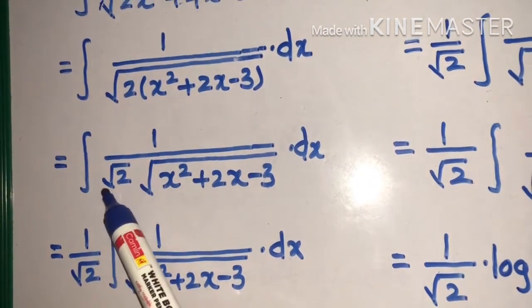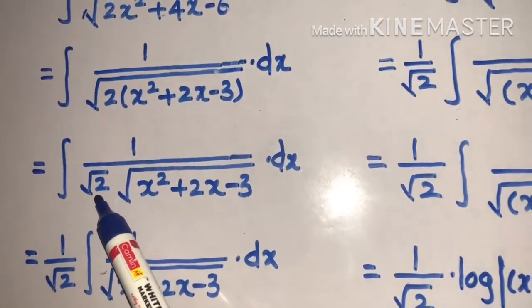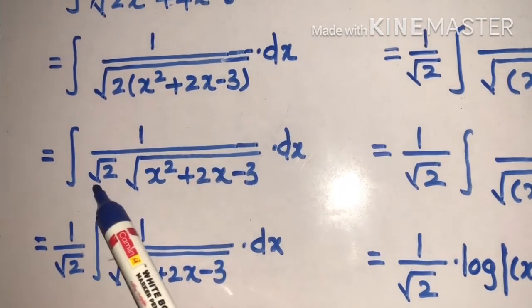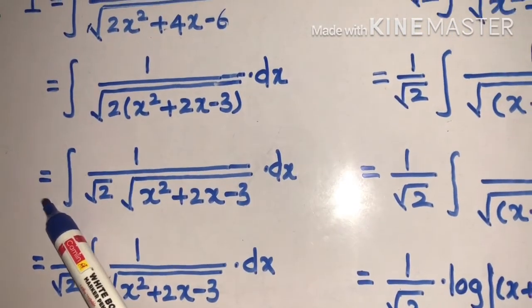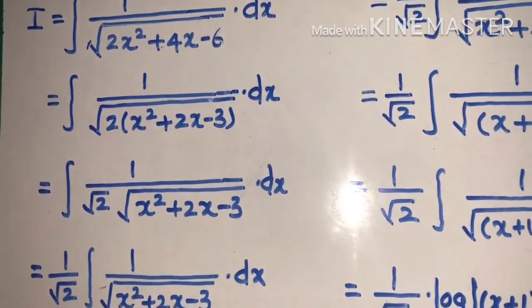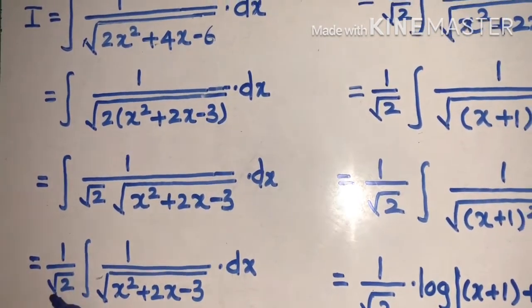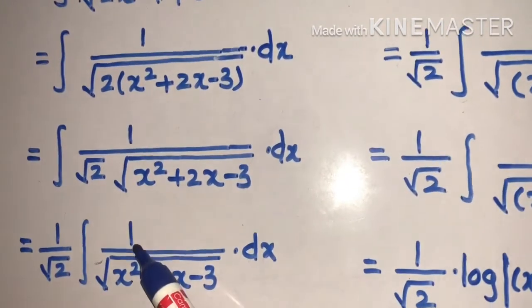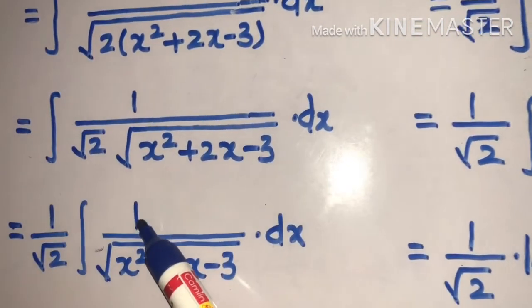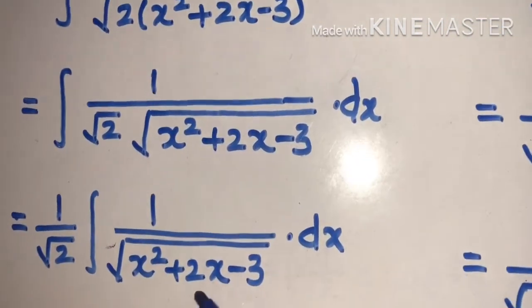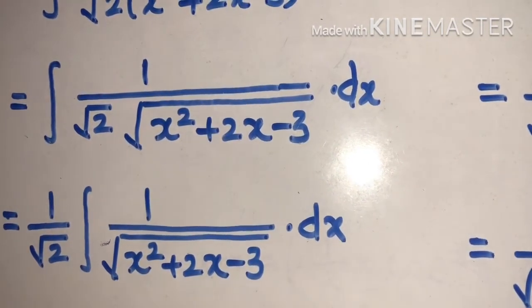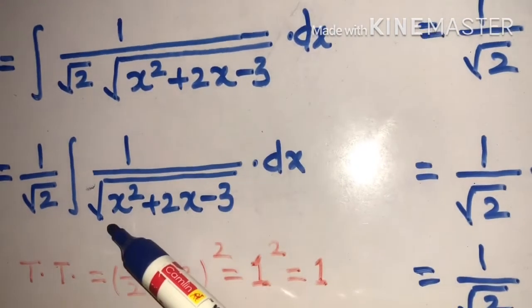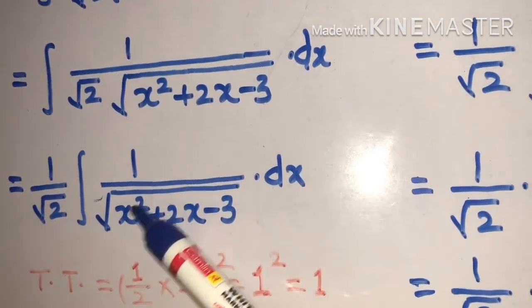After this root 2 is constant, so according to the rule of integration, this constant we can take outside from the integration. So root 2 I will take outside, that will be 1 upon root 2. So in the integration we have 1 upon root x square plus 2x minus 3, and we have to integrate with respect to x.